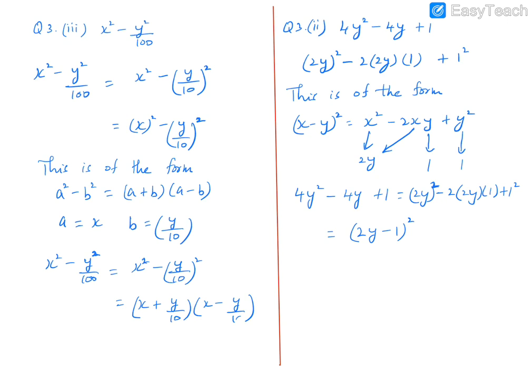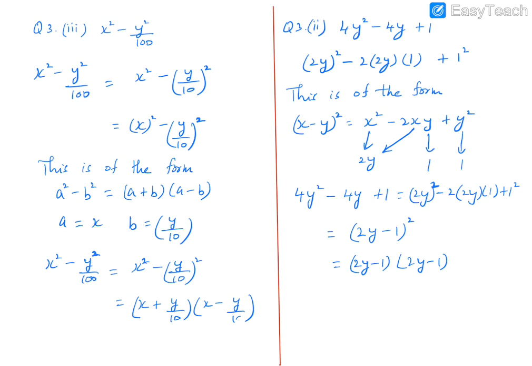So it's a minus b the whole square, or x minus y the whole square. In place of x we have 2y, and in place of y we have 1. So it is 2y minus 1 the whole square. So we have obtained our factors. Since it's whole squared, we can write it as 2y minus 1 into 2y minus 1. So this is the factor. In this case we have used identity number 2, which is x minus y the whole square.